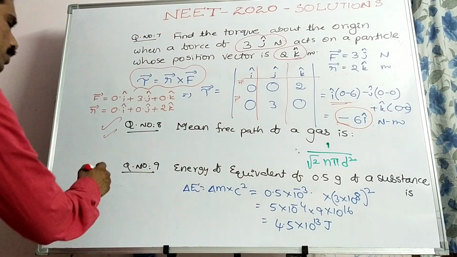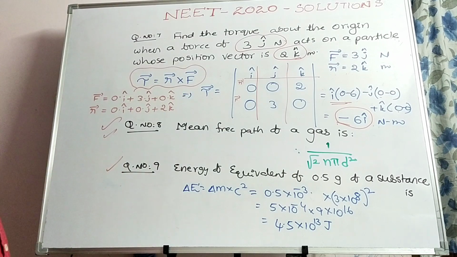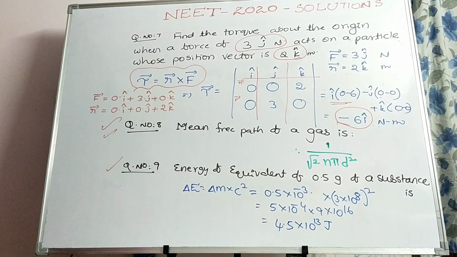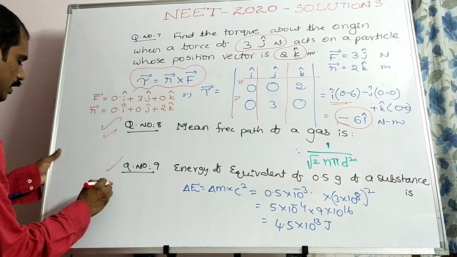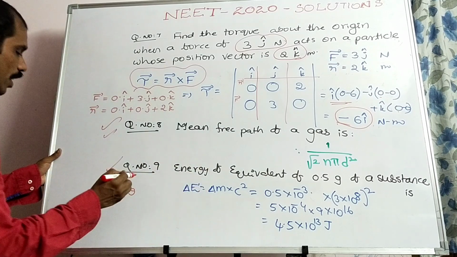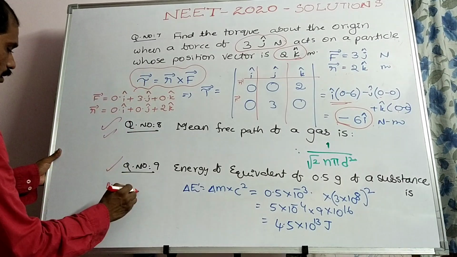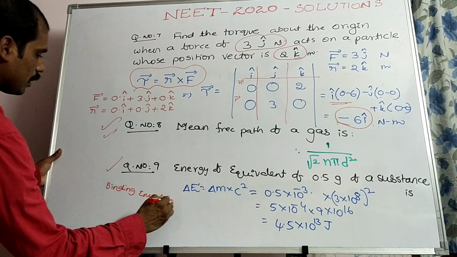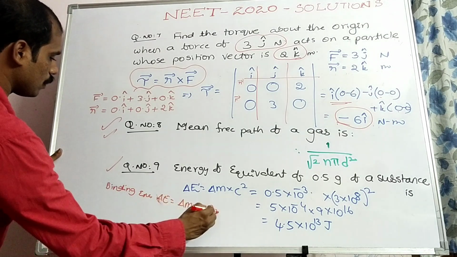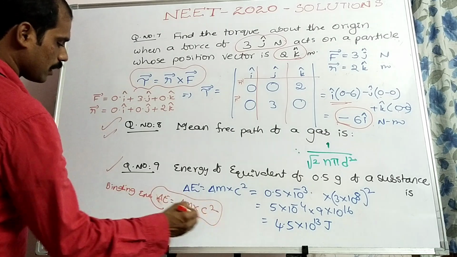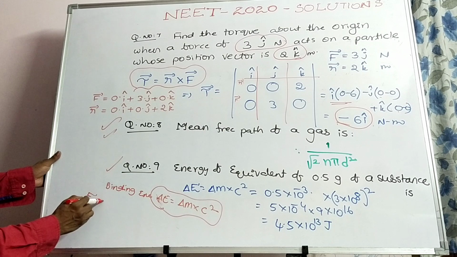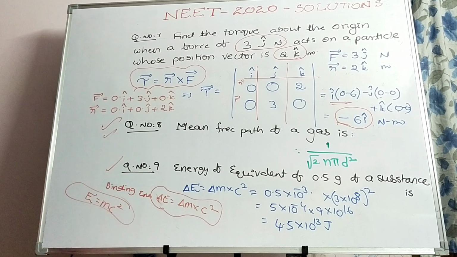Now question number 9. The energy equivalent of 0.5 grams of a substance is? So what about the expression for binding energy? Binding energy according to Einstein's mass-energy relation, delta E is equal to mass defect delta M into c squared. This originates from Einstein's mass-energy equivalence relation, E equal to mc squared.